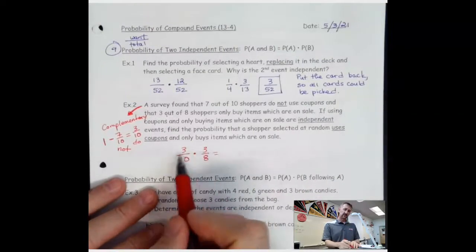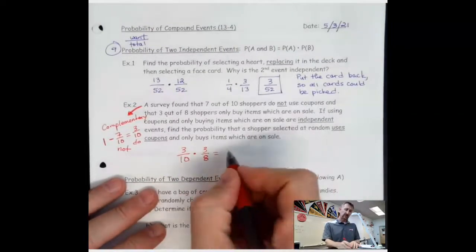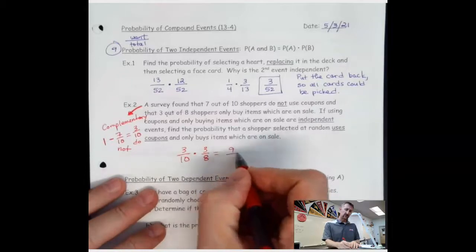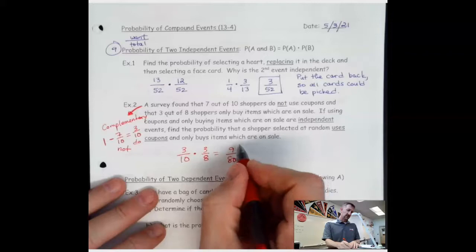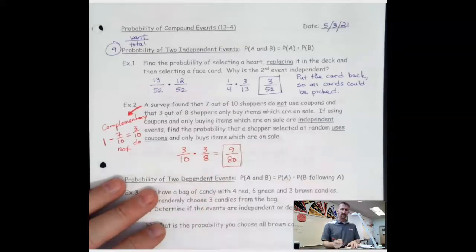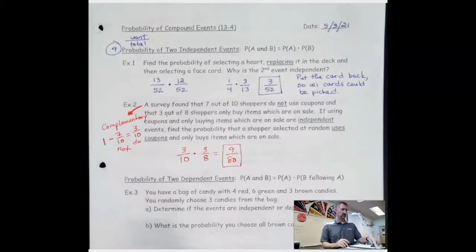None of these reduce from the top to the bottom, so we're just going to multiply. When you multiply fractions, you multiply straight across. So that's 9 over 80. So 8 over 80 would be 10%. So it's a little bit more than 10%. Okay?